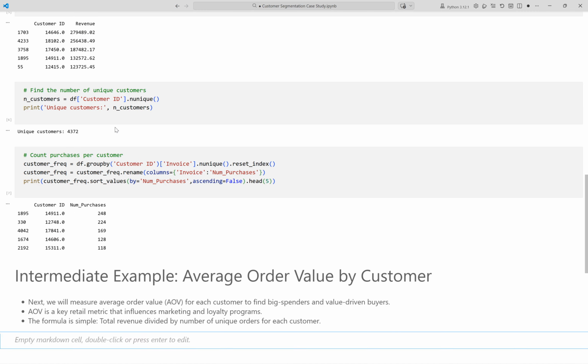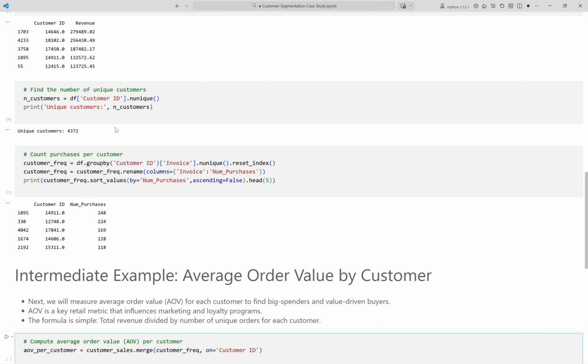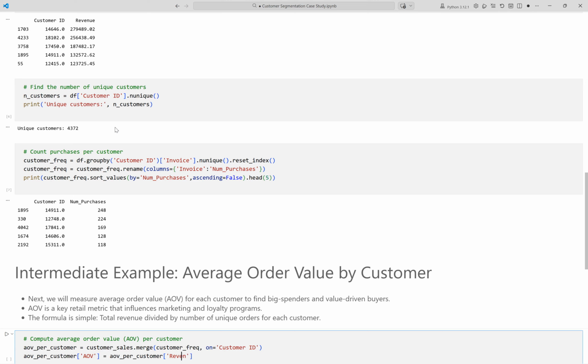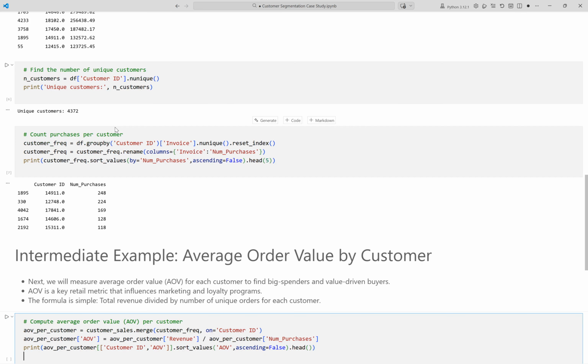A retailer benefits from understanding not just who spends the most, but who spends the most per visit. We merge our total revenue and order count tables on customer ID. We calculate the average revenue per transaction for each customer. We print the highest average order values to highlight big-ticket buyers.